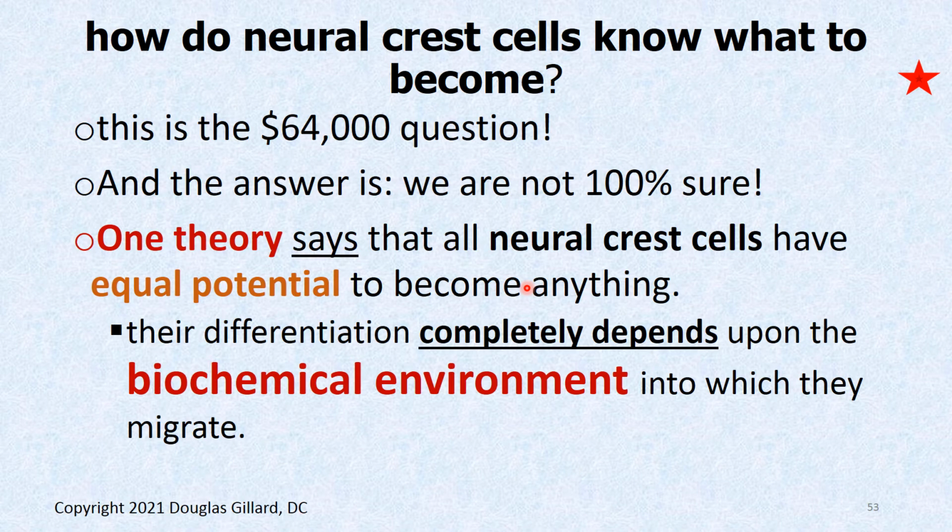How do neural crest cells know where to go? That's the $64,000 question. We don't really know what goes on. One old theory has said that neural crest cells have equal potential to become anything, and they just blindly stumble into, let's say, the place where the adrenal gland is, and they become the medulla. Because of the environment. It's chemicals in the environment that make them turn into what they do. So it's all about the biochemical environment. Neural crest cells all have equal potential to become anything.